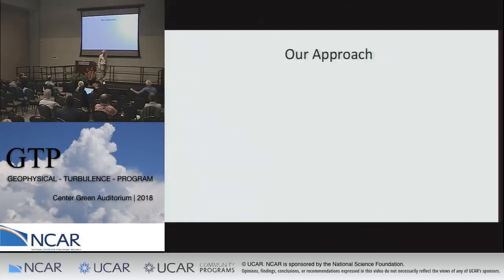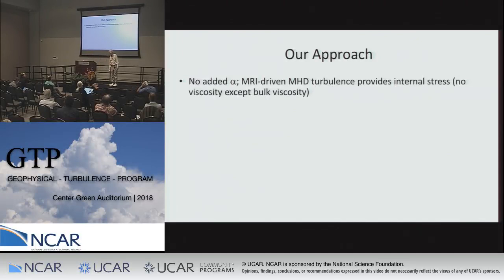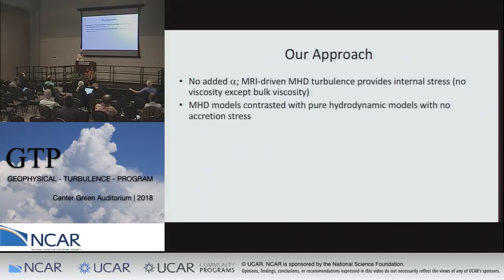Some years ago, Julian Krolik and I and a number of other collaborators started a project where we were going to do simulations without an added alpha, without assuming any viscosity, and just doing MRI-driven MHD turbulent disks, which were misaligned with the black hole. Now, a number of people have done these, particularly Christopher Gill has made a lot of simulations with a fully general relativistic potential of relatively thick disks around a spinning black hole. And so it's not like people aren't doing this.